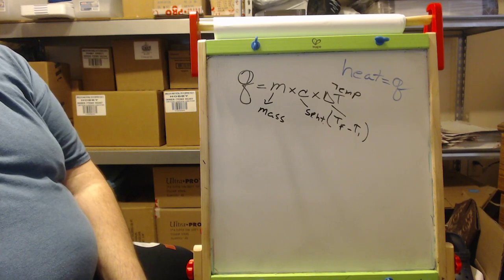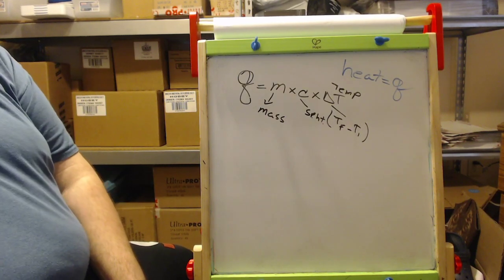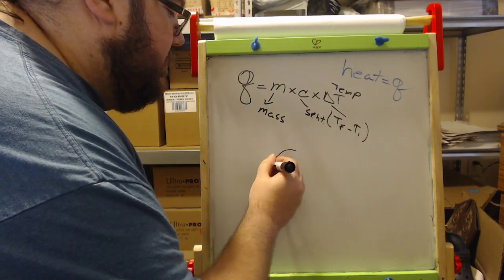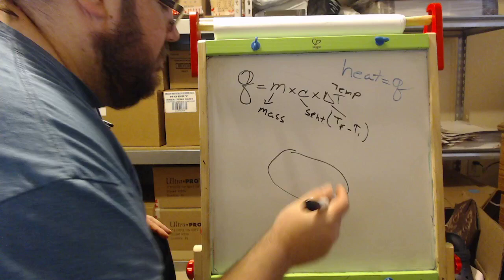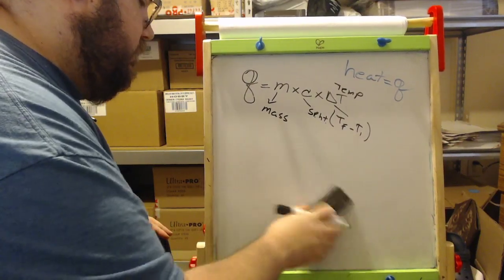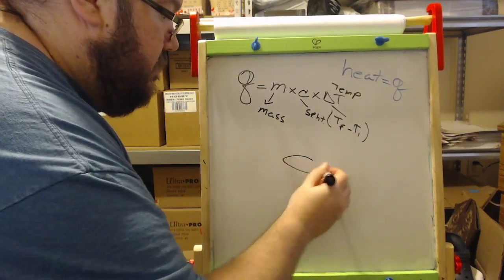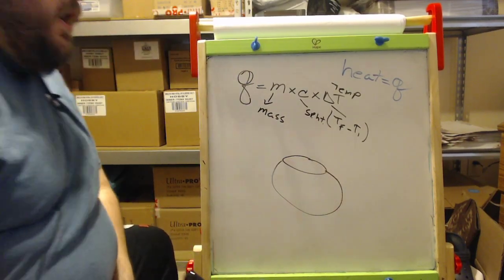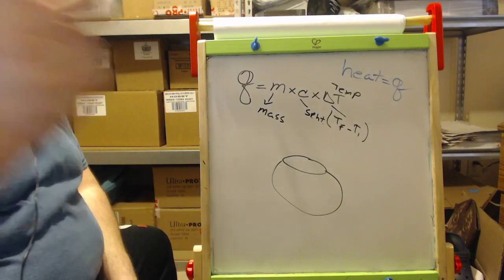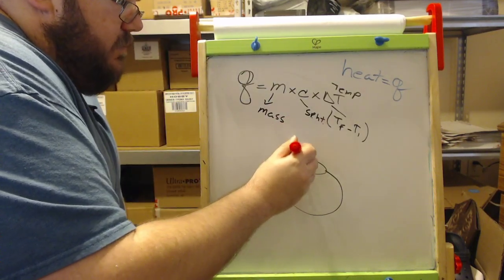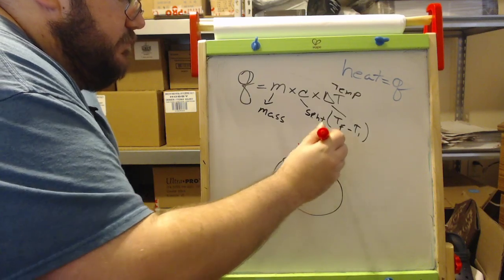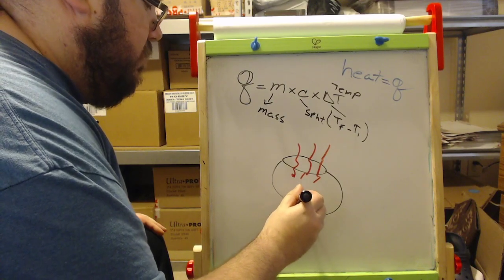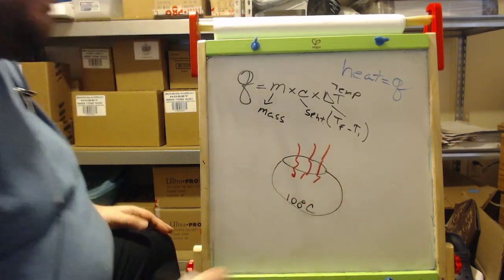So we just looked at calculating Q for just a random object sitting somewhere. Okay, imagine now, this is going to be my awesome drawing. I've got a pot of soup, or a bowl of soup, it doesn't matter. Okay, and the soup is hot. Let's say the soup is boiling. So the soup, or water for that matter, is 100 degrees Celsius.